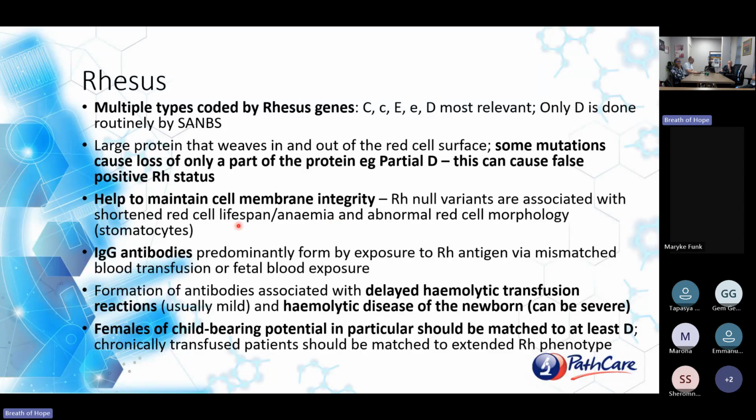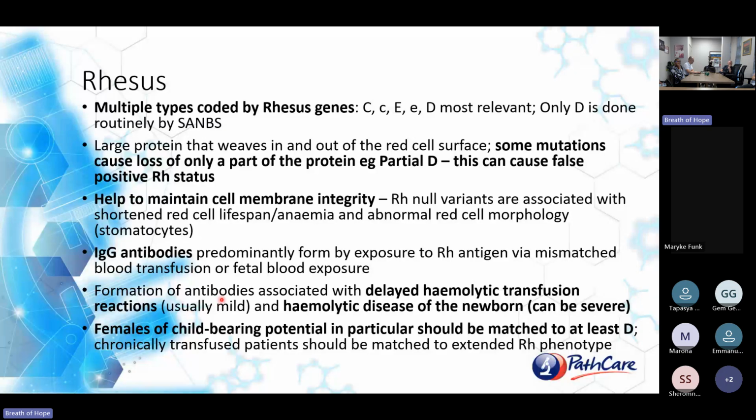The rhesus protein helps to maintain your cell membrane integrity. You do get people who are Rh null. They don't have any Rh proteins on their cell membrane, and they have a shortened red cell lifespan, and may even have a chronic anemia and have abnormal red cell morphology. It is a protein, so when you do form antibodies against it, it tends to be IgG, and that can be from a mismatched blood transfusion or fetal blood exposure.